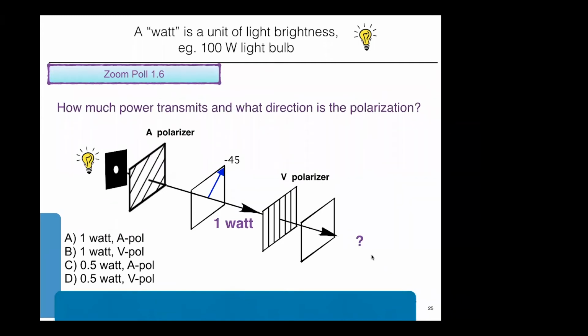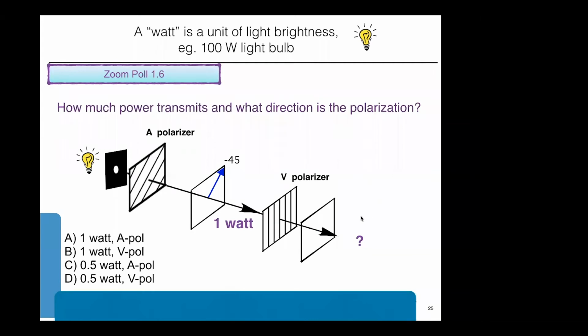Okay, we have quite a few answers here. That's good. Share the results. Most people said that it would be half a watt emerging here, and it would be V polarized. So that's interesting, because the light was prepared with this polarizer to be anti-diagonal, as shown by this blue arrow, and it has a power of 1 watt here. When it passes through the polarizer, it has the wrong orientation, so not all of it gets transmitted.